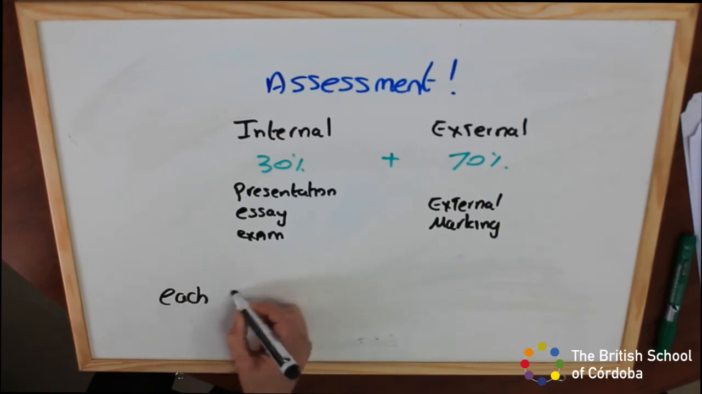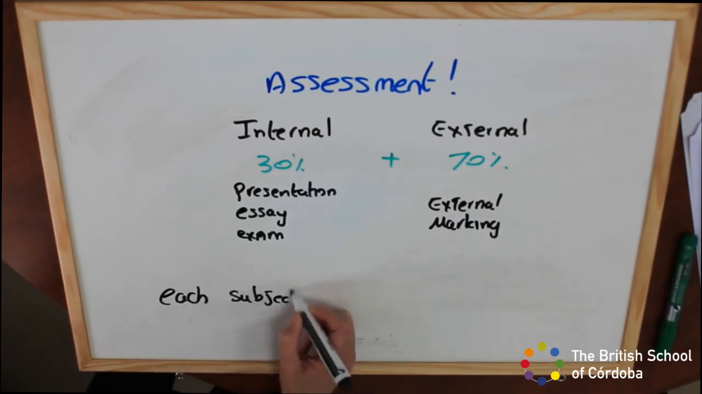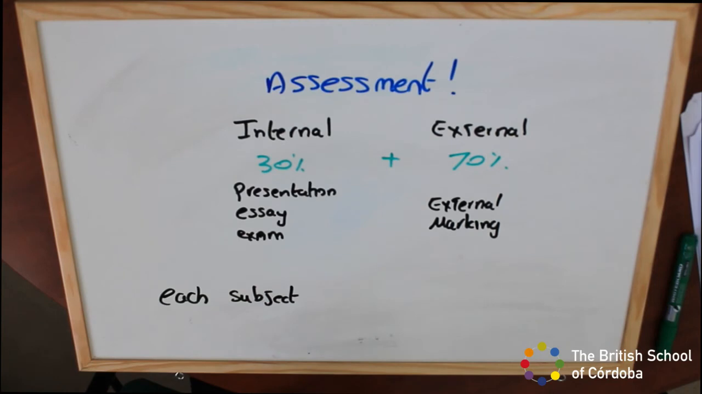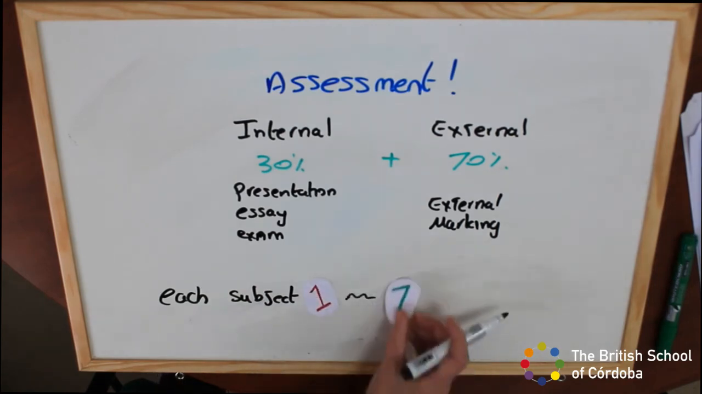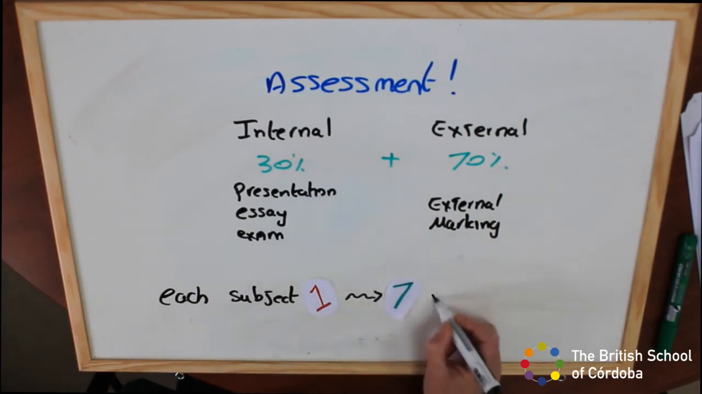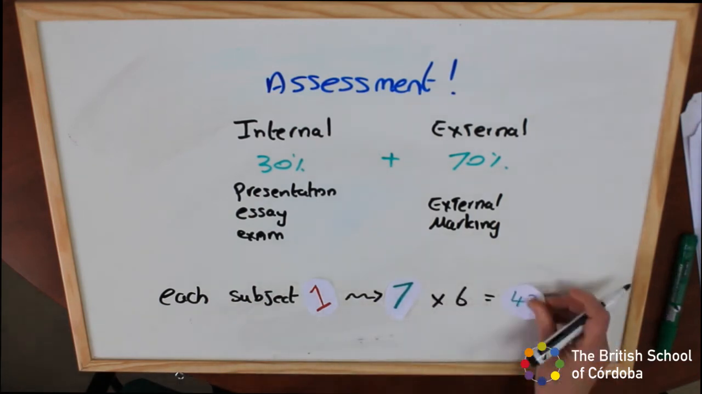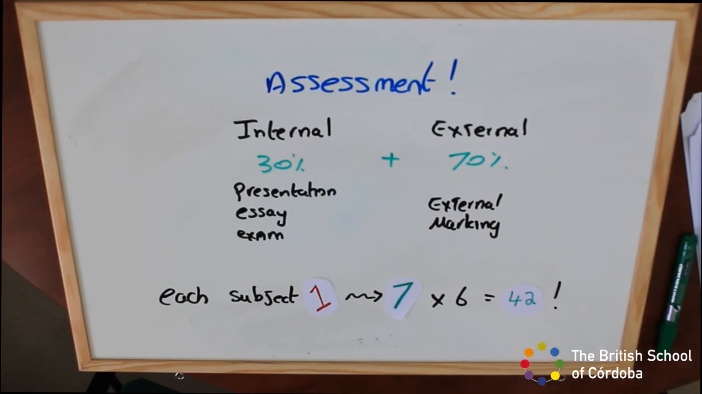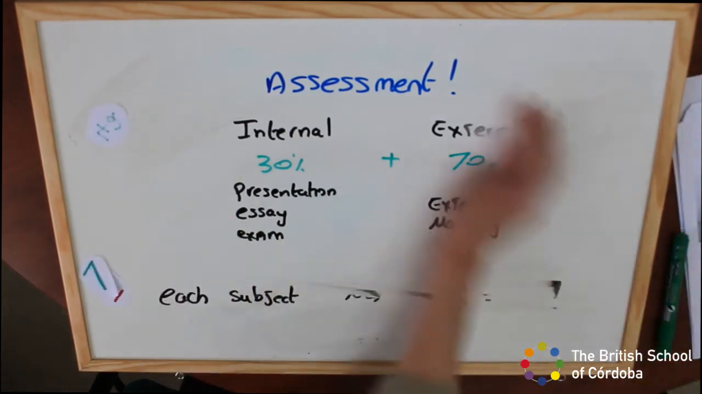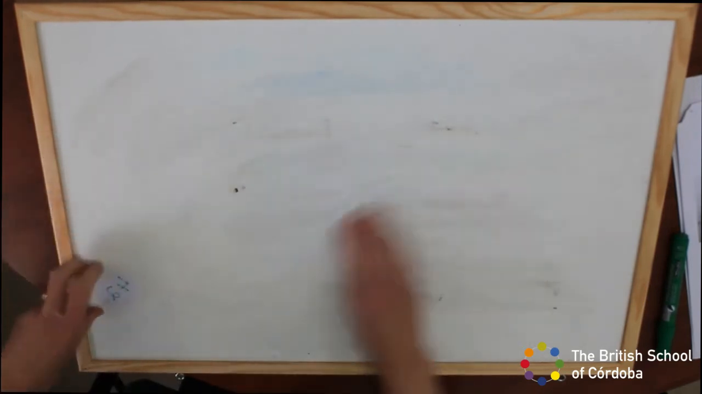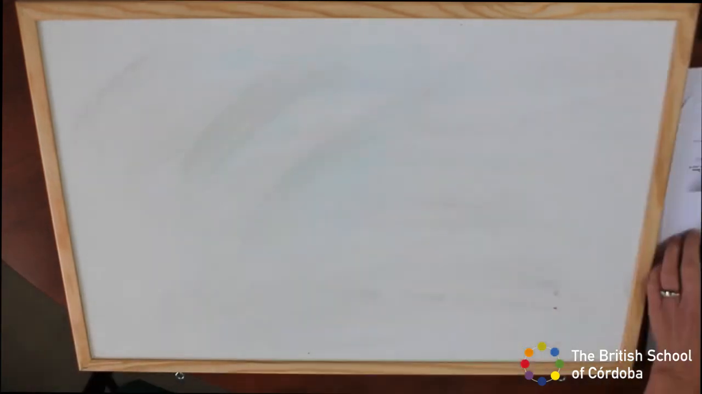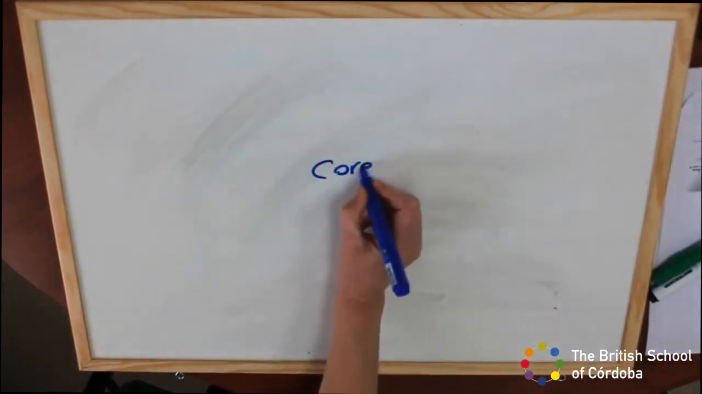Each subject is graded between 1 and 7, with 7 being the highest. That means that students can gain a total of 42 marks for their academic studies. But the IB doesn't just believe in academic studies, it also believes that pupils need to be well-rounded. And so, in addition, students study 3 core skills.